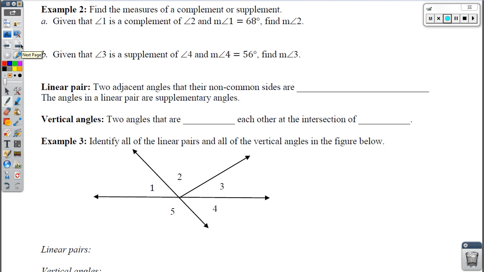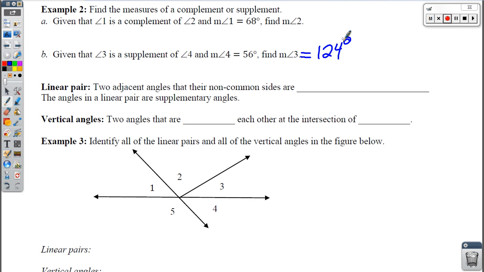All right, part B. Angle 3 is the supplement of angle 4. The measure of angle 4 is 56. Find the measure of angle 3. Again, we could set up an equation like we did last time, or we could just think, well, we've got to take 56 and add something to it to get 180. Or another way to think of it, if we take 180, subtract 56, that'll tell us what we need to have in order to have it add up to 180. So the measure of angle 3 then is 180 minus 56, which is 124. So that's got to be a 124-degree angle.